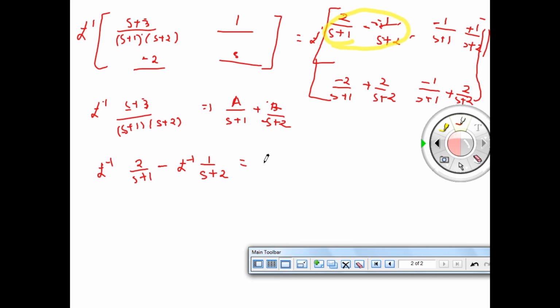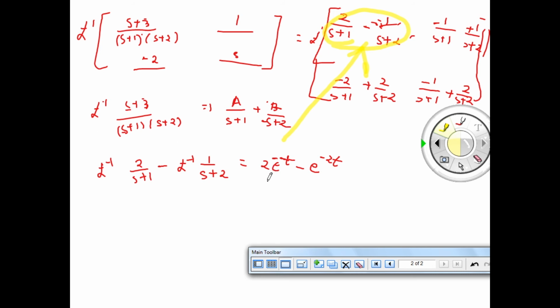Okay, so the answer will be 2 into e raised to minus t minus e raised to minus 2t. So this I have done for this particular part. Okay, similarly you have to do it for this part also. So for that part I will write the final equation, and you have to write down the steps on your own.